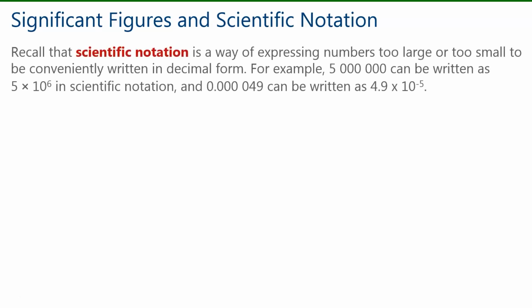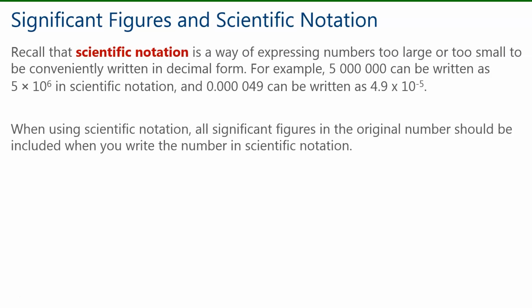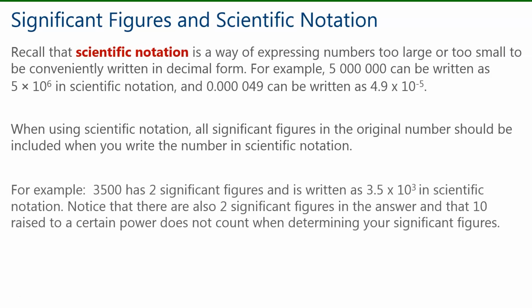Now let's take a look at significant figures and scientific notation. Recall that scientific notation is a way of expressing numbers that are too large or too small to be conveniently written in decimal form. For example, 5 million can be written as 5 times 10 to the 6 in scientific notation. And 0.000049 can be written as 4.9 times 10 to the negative 5.